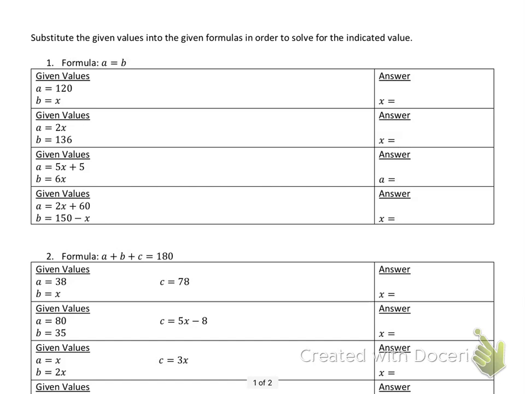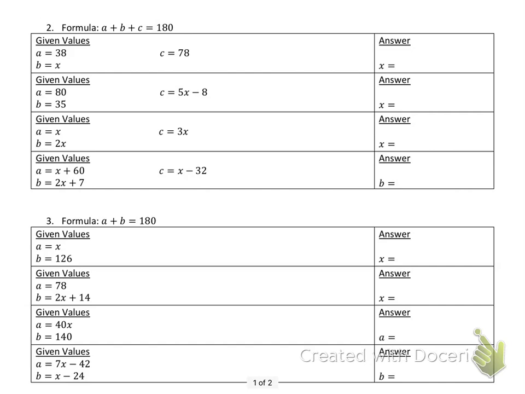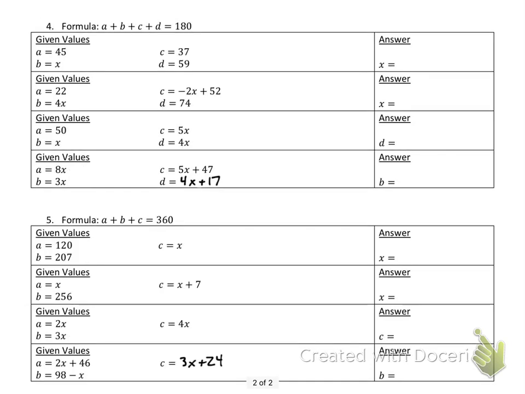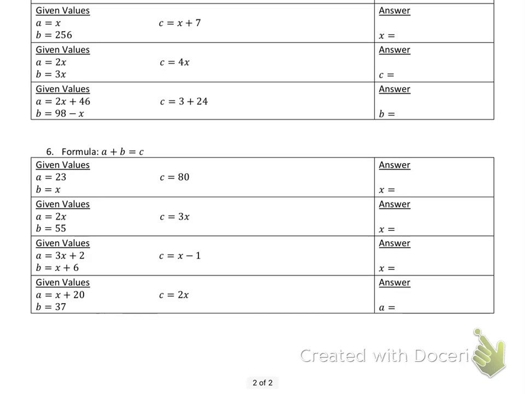We can look at these real quick. It's worth taking some time to think about these. A plus B equals 180. These formulas look somewhat similar. The next one we have is A plus B plus C plus D equals 180. The next one is A plus B plus C equals 360. And the very last one we have is... what am I doing? Right here. A plus B equals C.